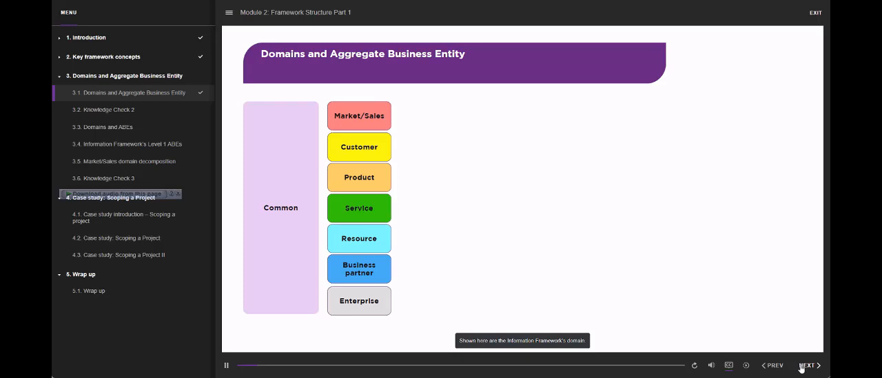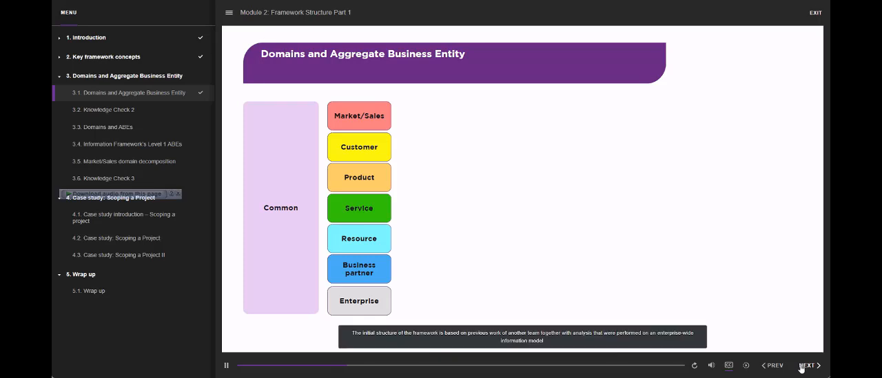Shown here are the information framework domains. They're aligned with the domains that make up the top-level structure of the other frameworks. You may wonder how this domain structure was developed. The initial structure of the framework is based on previous work of another team, together with analysis that was performed on an enterprise-wide information model. This work included an object-oriented framework upon which the information framework is based.